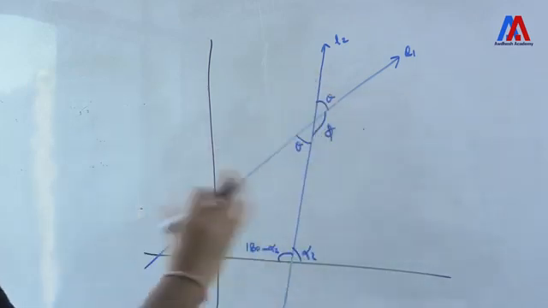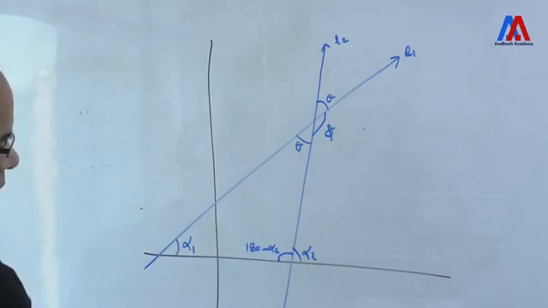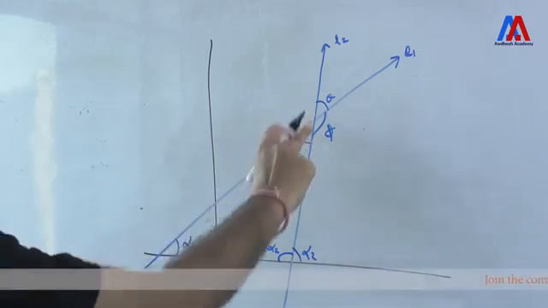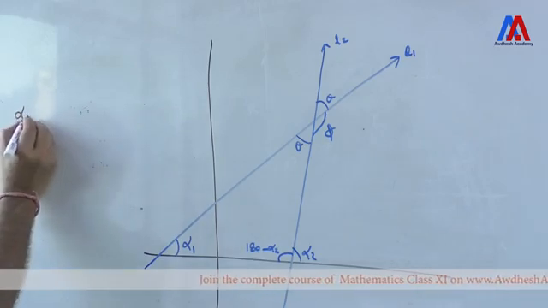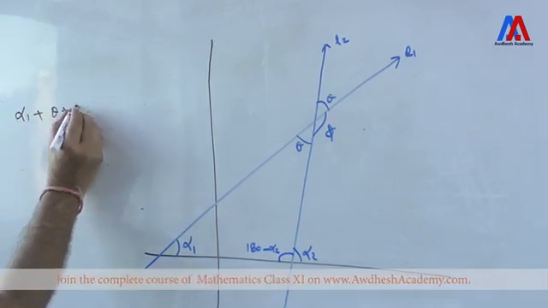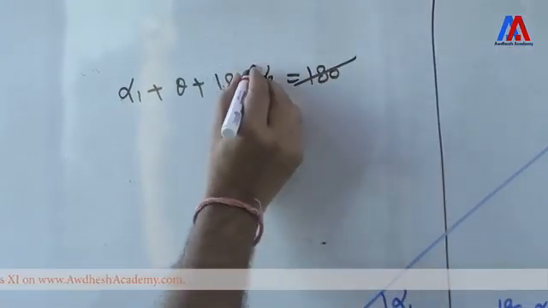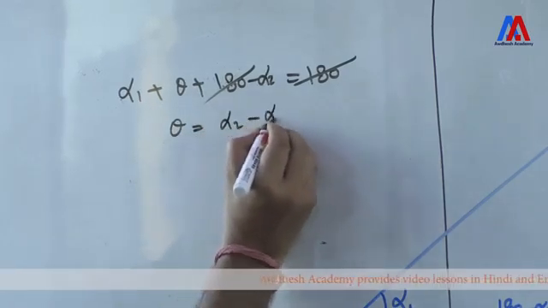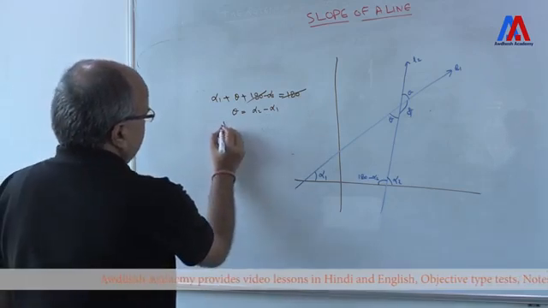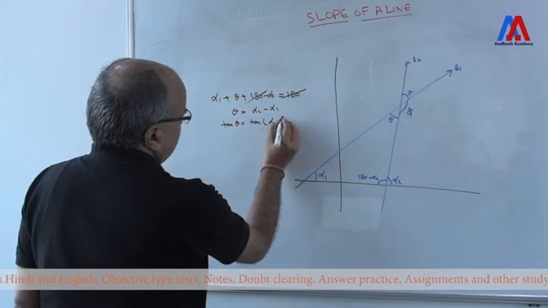So now let us see this diagram. If this is theta, then this angle is also theta. If this is alpha 2, the inside angle will be 180 minus alpha 2. And in this triangle, the sum of all the three should be equal to 180. So we can write alpha 1 plus theta plus (180 minus alpha 2) is equal to 180. 180 cancels, and so we can write theta is equal to alpha 2 minus alpha 1. And therefore we can write tan theta is equal to tan (alpha 2 minus alpha 1).